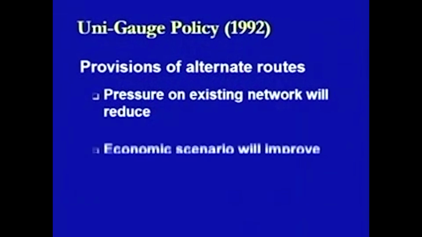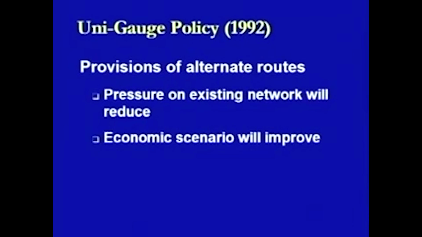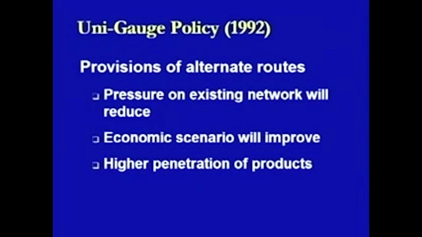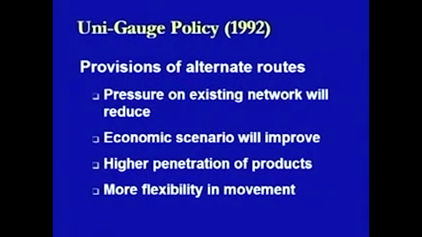So here we are looking at the pressure on the existing network reducing, the economic scenario improving, and higher penetration of products, because we are reaching different sections which we could not reach in the previous conditions. And there is more flexibility of movement because we have the rolling stock available to us and we can use that rolling stock without changeovers. And there is better connectivity, because the alternate routes are feasible.